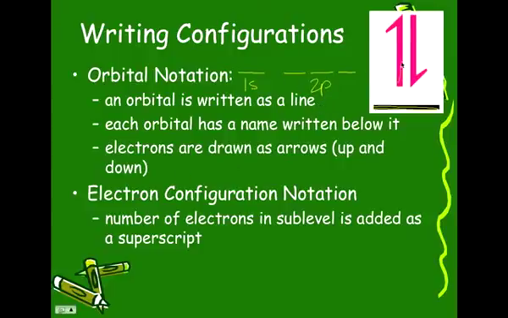You always draw the up arrow first. So if we were filling in, say, 4 electrons into this 2p sublevel, you would go up, up, up, and then you would do it down, because Hund's rule says each orbital gets 1 electron before anybody gets to double up. And the other way of writing it is the electron configuration notation.